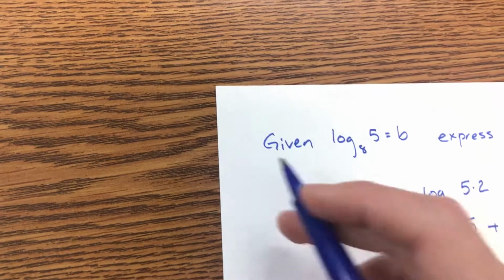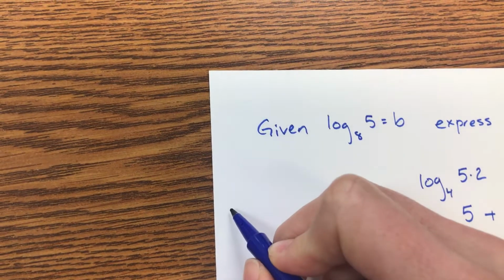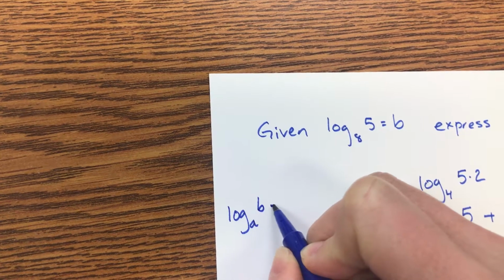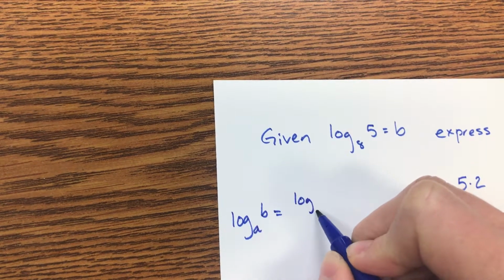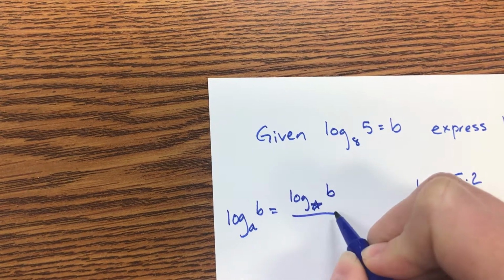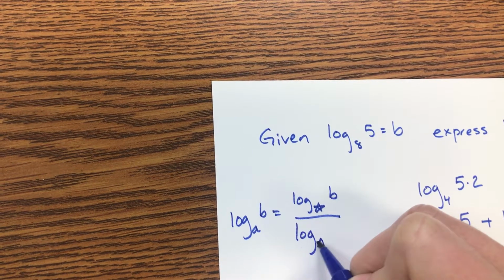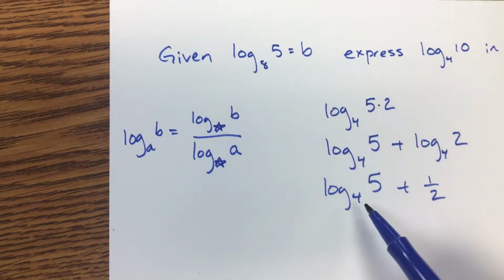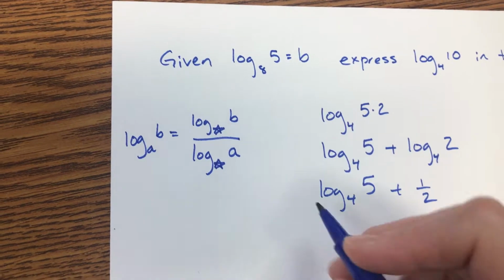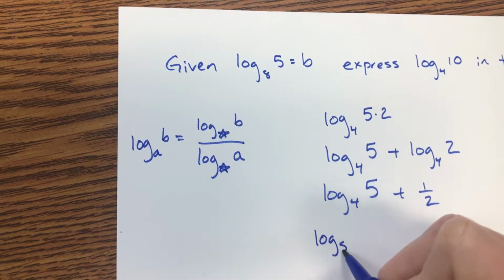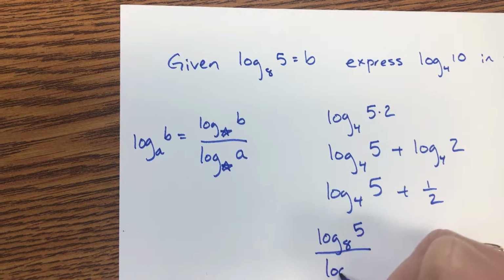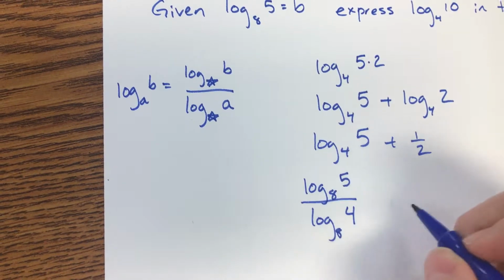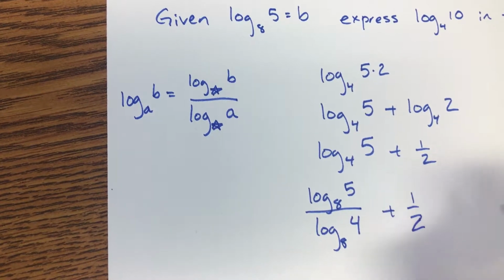of base property, which you may remember. The change of base property says if I have log base a of b, I can say that that becomes log base, anything I want it to be, star of b over log base, as long as this is the same, star of a. Okay, so in this one, I want a base of 8. So this gives me log base 8 of 5 divided by log base 8 of 4. That's using the change of base going from here to here, and I still have plus 1/2.